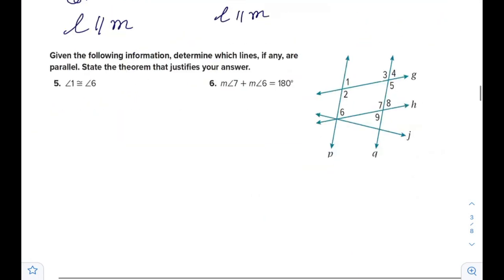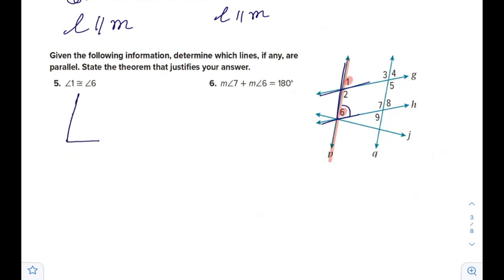Given the following information, determine which lines are parallel. Same question, but now a little bit different way of asking. Angle 1 and angle 6. To avoid mistakes, directly put the transversal. They are on this line. So angle 1 is this one. Angle 6 is this one. So it looks like F. Right? Looks like this. This is angle 1 and angle 6. This line is G. This line is H.